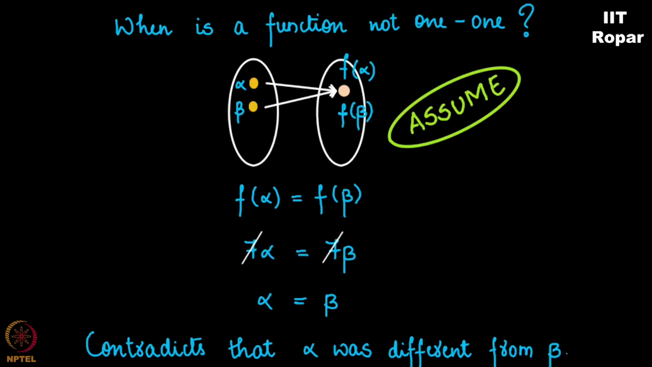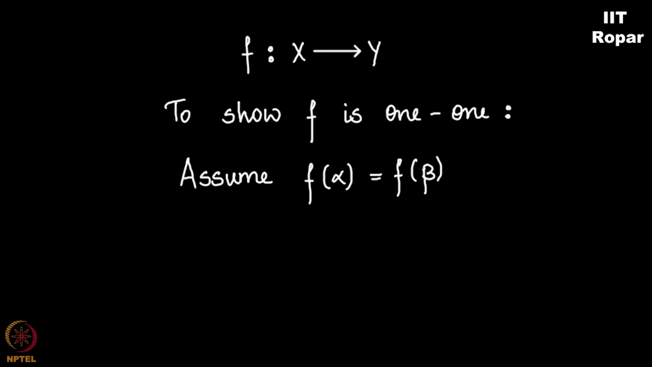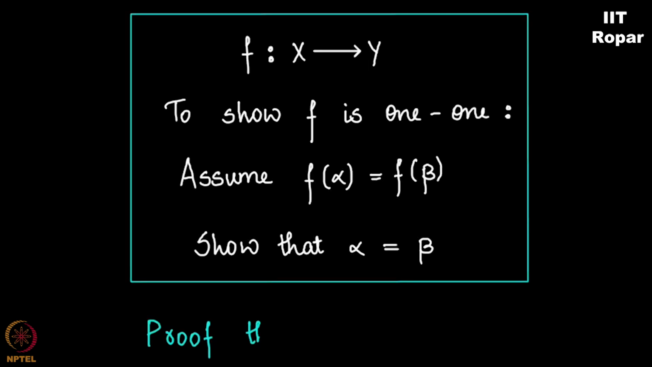And this is a proof strategy. By this I mean, whenever you are given a function f from a domain x to codomain y, and you are asked to show that f is 1-1, you should simply say, assume f of alpha is equal to f of beta, and then show that alpha gets forced to become beta, which in itself is a proof that f is 1-1. We'll see a couple of examples where the function f is non-trivial. It's not very obvious that it's 1-1, but we'll show using this proof technique that it is indeed 1-1.